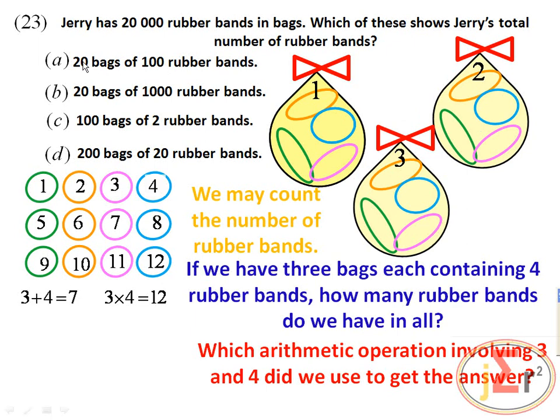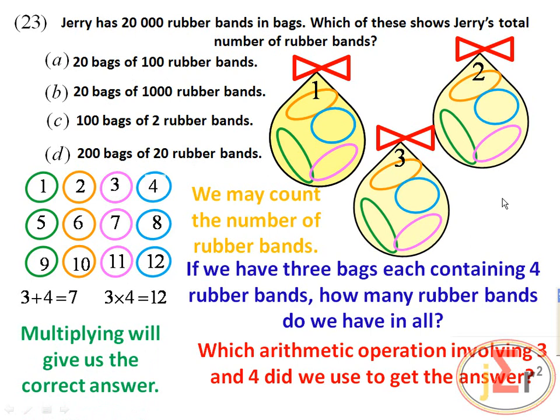Because if we have 20 bags of 100 rubber bands, to determine how many rubber bands in all, we will need to multiply also. If we multiply 3 bags by 4 rubber bands in each bag, we get 12, which is the total number of rubber bands overall. So in order to get the number of rubber bands, 20,000, the numbers that we have in each option will be multiplied. So we will multiply the 20 by the 100, or 20 by 1,000, and so on. Multiplying will give us the correct answer. Therefore, we will have to multiply in the options that we have there.